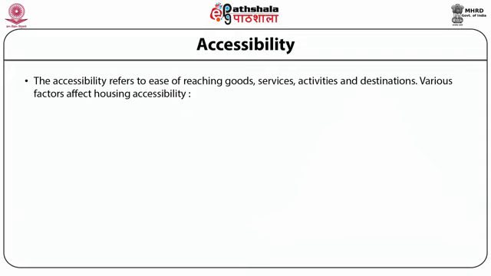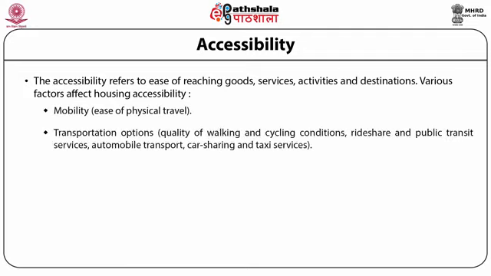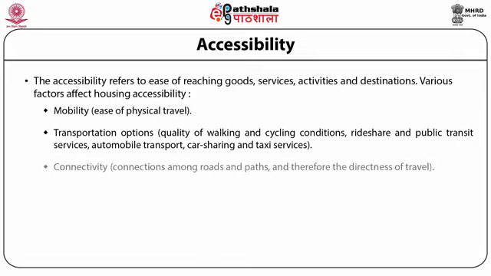Accessibility refers to the ease of reaching goods, services, activities, and destinations. Various factors affect housing accessibility. These are mobility, that is the ease of physical travel; transport options, that is the quality of walking and cycling conditions, rideshare and public transit services, automobile transport, car sharing, and taxi services; and connectivity, that is connections among roads and paths and therefore the directness of travel.